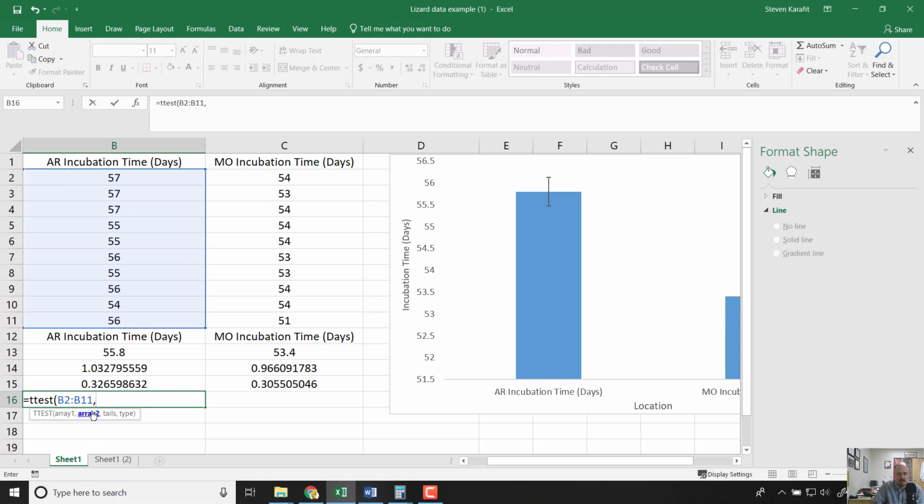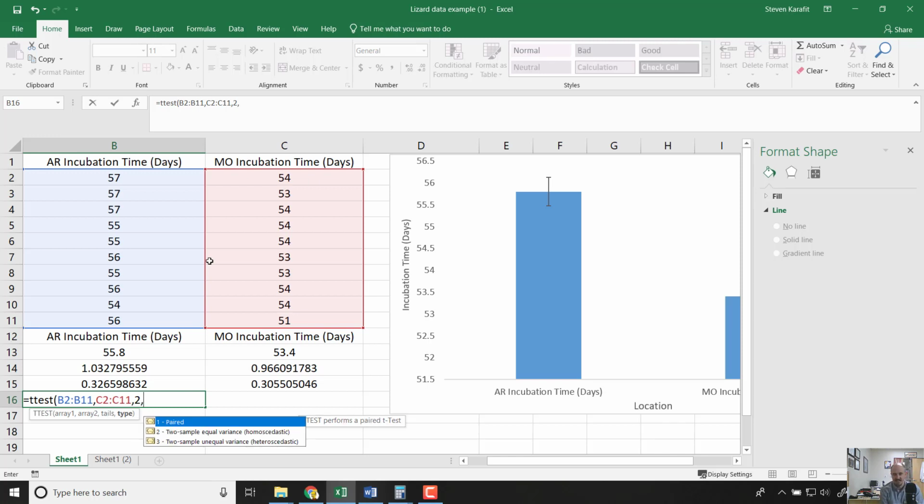And then it says array 2. That becomes highlighted. That means highlight the Missouri numbers. Comma. Then it says one tail or two tail. Well, when we only predict a difference, we don't predict direction, we do a two-tail test. If I would have said Arkansas will have a longer incubation time, I would do a one-tail test, but I predicted a difference. So we put a number 2 right there for a two-tail test, and then another comma.